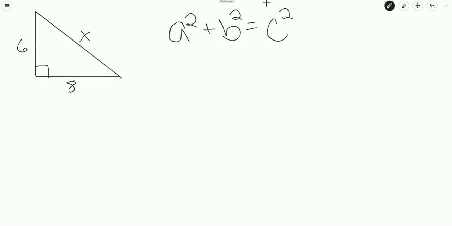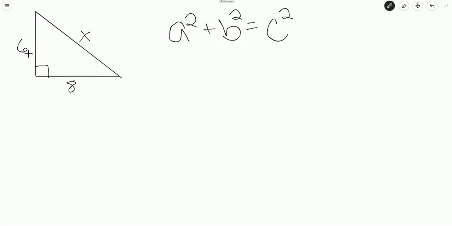Okay? Where a and b are always the lengths of the shorter sides of the triangle, the sides that are on either side of the right angle. And c is always going to be the hypotenuse. The hypotenuse is the longest side of the right triangle, and it's always going to be the one opposite of the right angle. So now what we do is we just plug in.